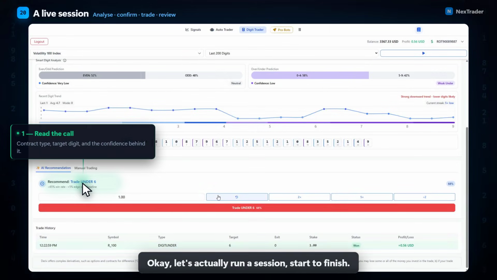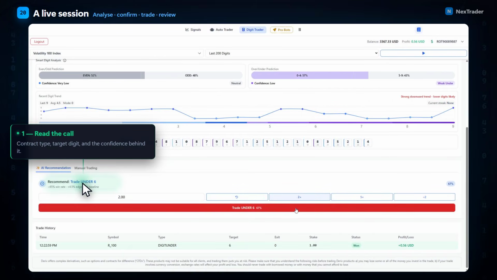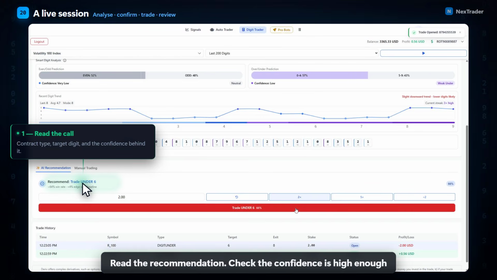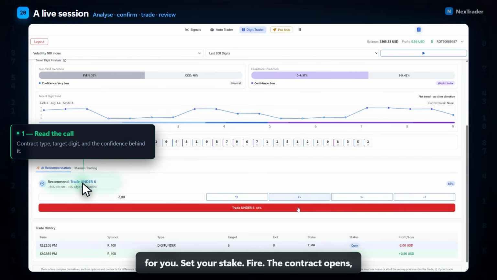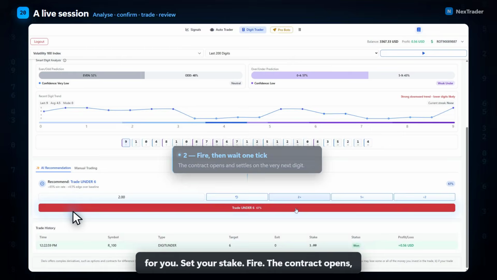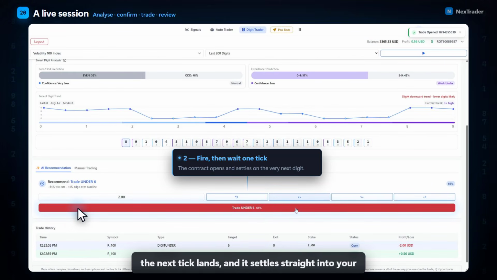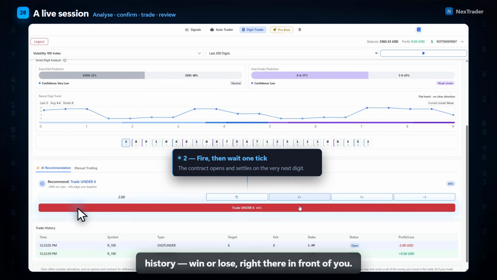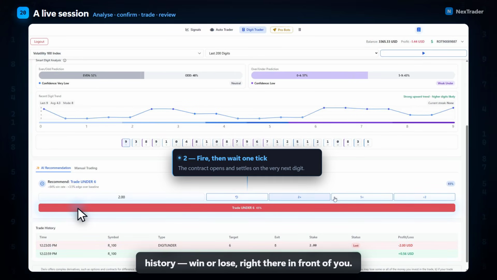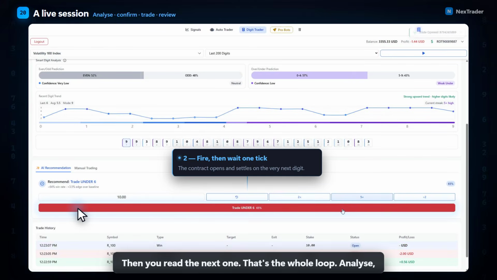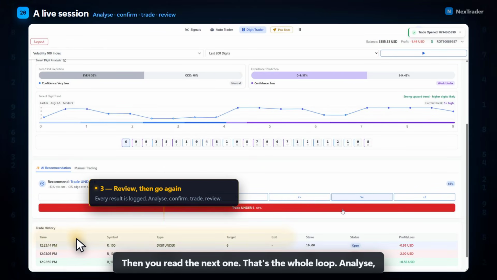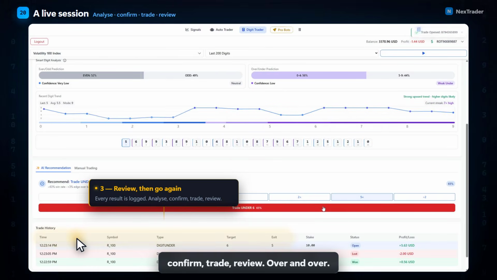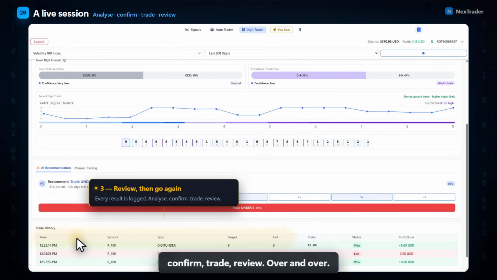Okay, let's actually run a session start to finish. Read the recommendation. Check the confidence is high enough for you. Set your stake. Fire, the contract opens, the next tick lands, and it settles straight into your history. Win or lose, right there in front of you. Then you read the next one. That's the whole loop. Analyze, confirm, trade, review, over and over.